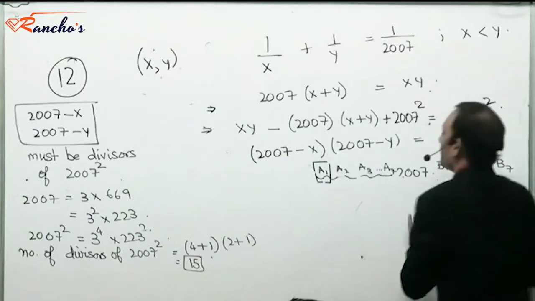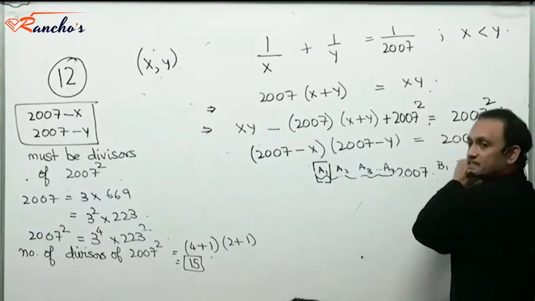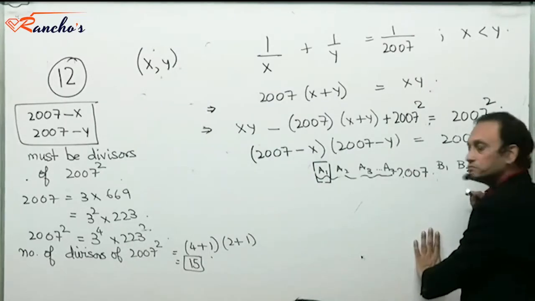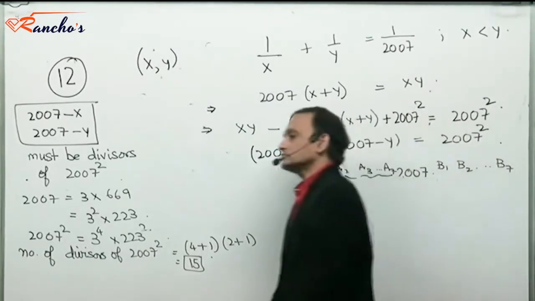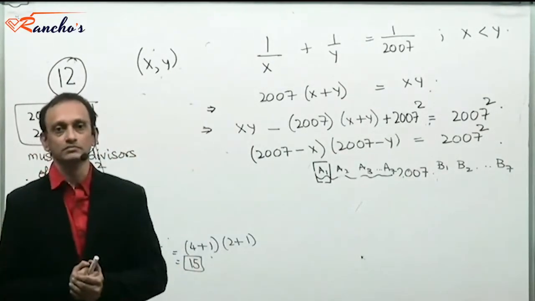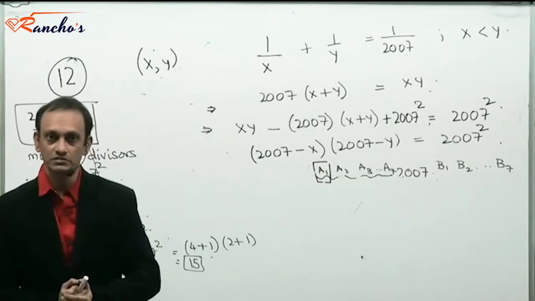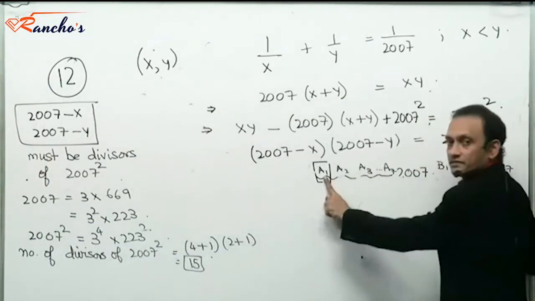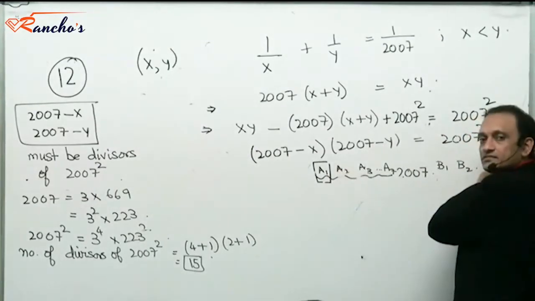I want to express this as a product of two factors. What are the various ways in which I could have done this? Unequal factors. I could have said it's A1 into the rest.